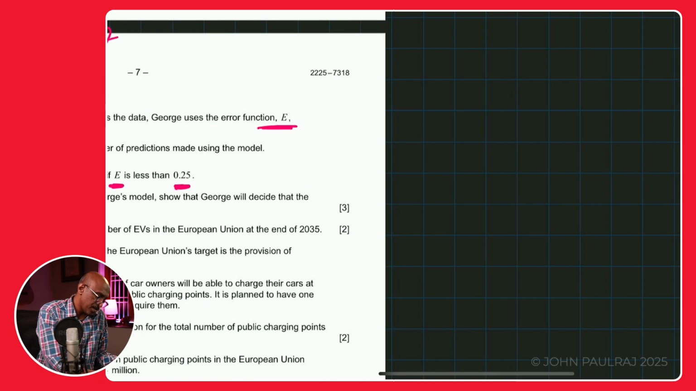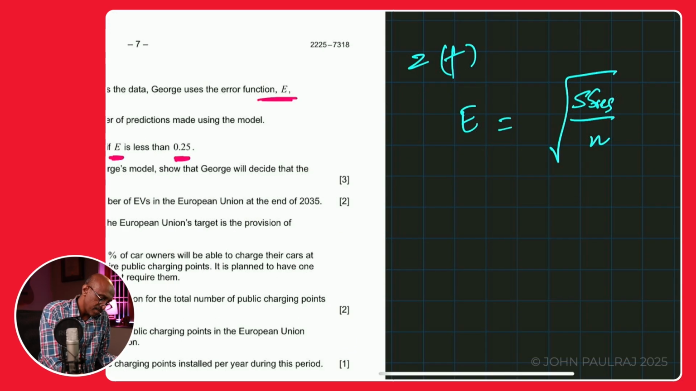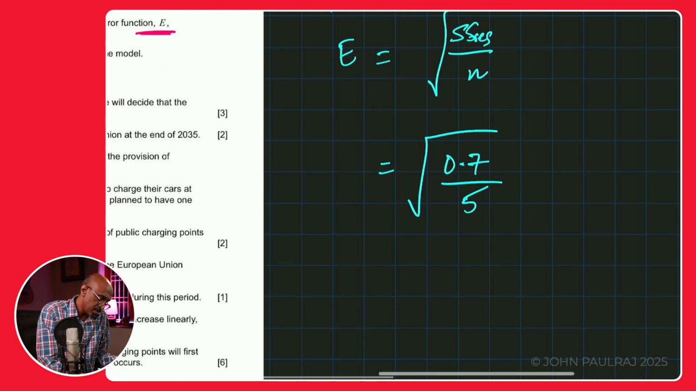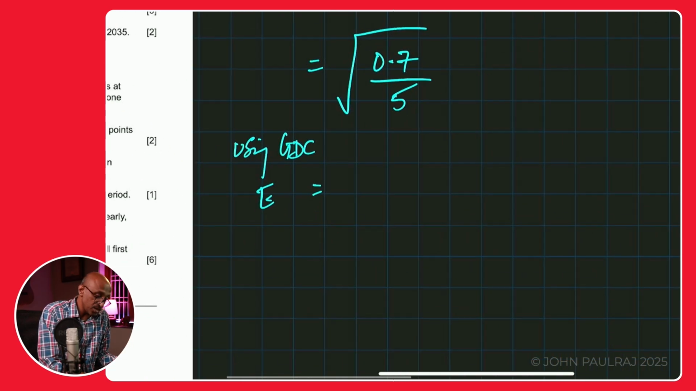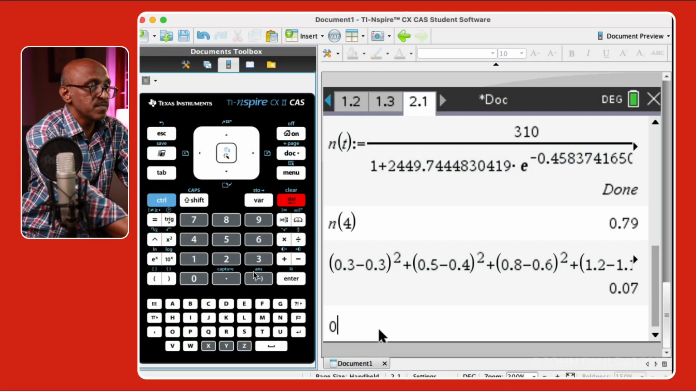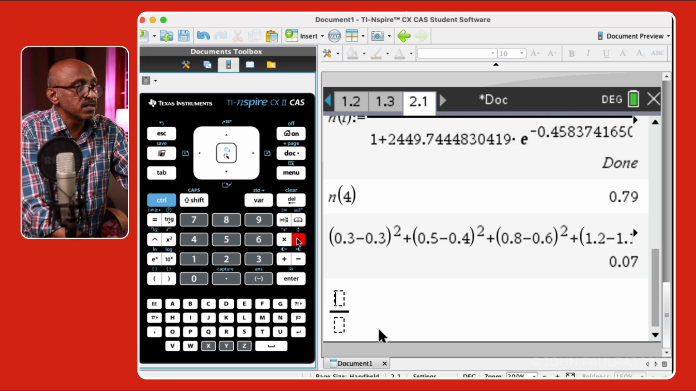Let me just do it here to the side. This is 2f, right? So 2f, the error function is the square root of SSR over n, and we've just found that value as 0.07. N is 5, square root of that. Am I right? Yeah. And this again you can write down using GDC. Every time you use the phrase, you write it down, using GDC. And there you go. You can come here and get rid of this term now. Oh, you want this one, right? There you go.